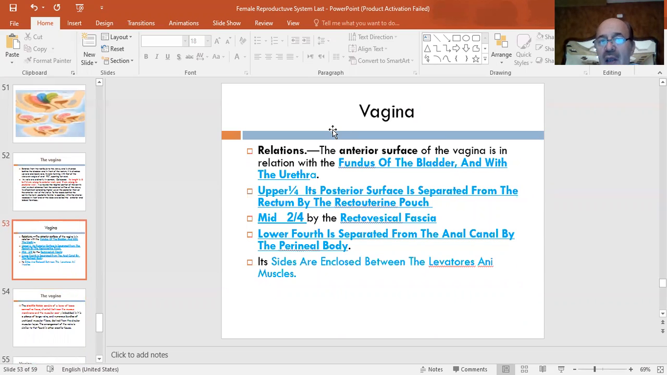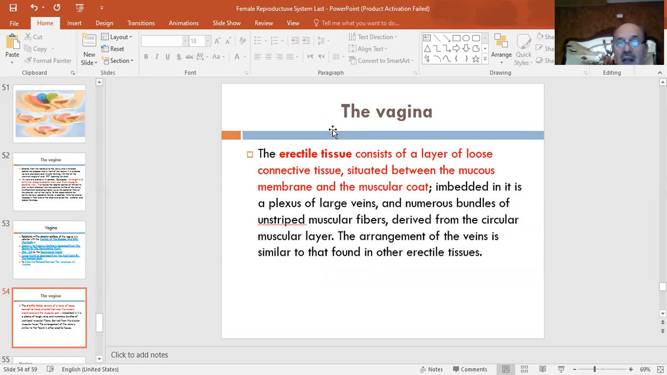Its relations: the anterior surface is very much related to the fundus of the urinary bladder and the urethra. The upper one-fourth of the posterior surface is separated from the rectum by the rectouterine pouch. The middle one-fourth is related to the rectovesical fascia that separates it from the urinary bladder. The lower fourth is separated from the anal canal by the perineal body. And the sides are enclosed by the levator ani muscle. So these are the important relations of the vagina.